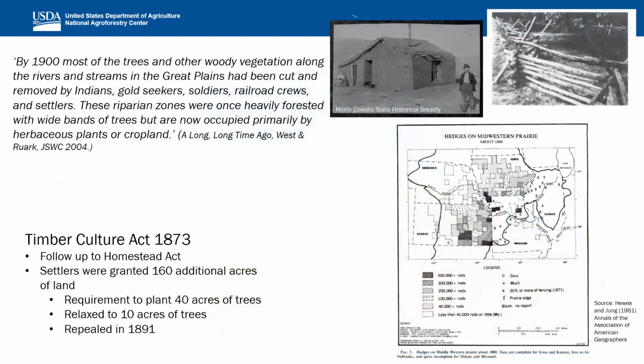So historically, most naturally occurring trees growing in this region occurred along riparian areas. And this excerpt from an article called A Long, Long Time Ago, we can read, it says, by 1900, most of the trees and other woody vegetation along the rivers and streams in the Great Plains had been cut and removed by Indians, gold seekers, soldiers, railroad crews, and settlers. These riparian zones were once heavily forested with wide bands of trees, but are now occupied primarily by herbaceous plants or cropland.